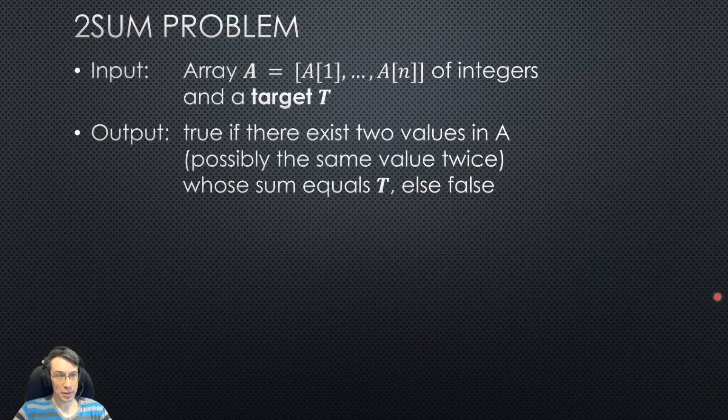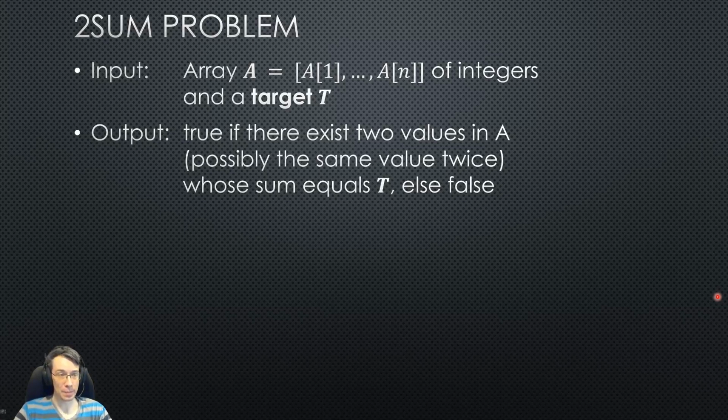So let's jump into an example problem. We're going to look at the two-sum problem. We're going to come up with some explicit solutions to two-sum, and then we're going to reduce another problem called three-sum to the two-sum problem, so that we can use our solutions to the two-sum problem to solve the three-sum problem.